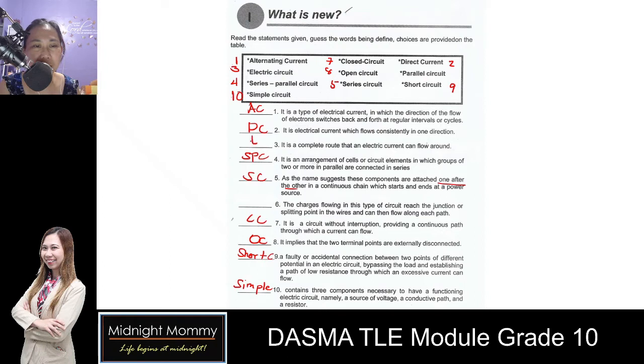Ayan, easy. And then yung number 6, the charges flowing in this type of circuit reach the junction or splitting point in the wires and can flow along each path. Okay, so ito na yung parallel. So ito yung number 6. Okay, so parallel circuit. Okay, so tapos na tayo dito. So next naman tayo.